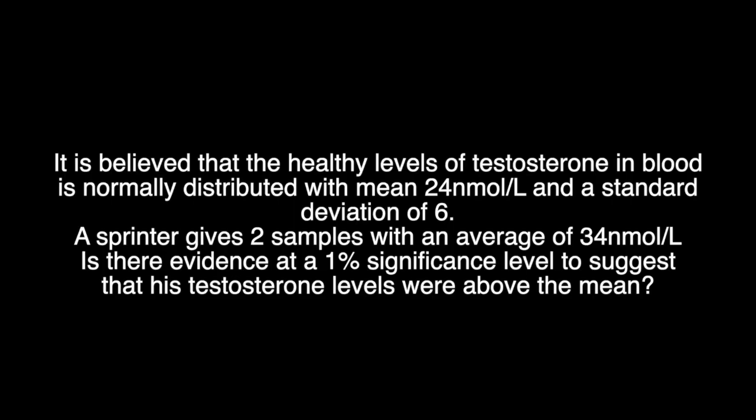So let's have a look at this question. It is believed that testosterone levels in blood are normally distributed with a mean of 24 nanomoles per litre and a standard deviation of 6. Following the race, a sprinter gives 2 samples with an average of 34 nanomoles per litre. At a 1% significance level, is there enough evidence to suggest that the sprinter has more testosterone than the mean?